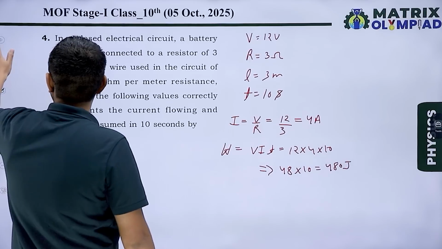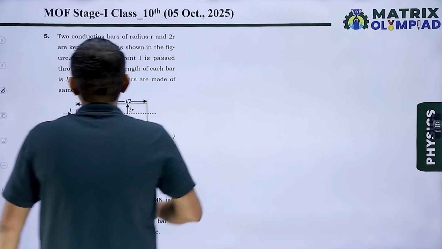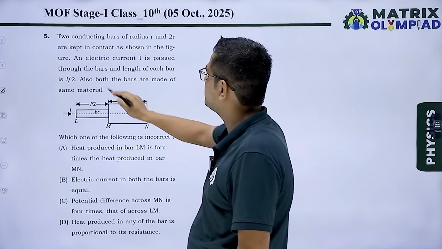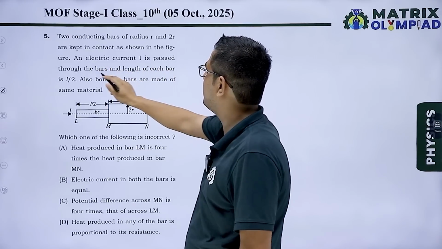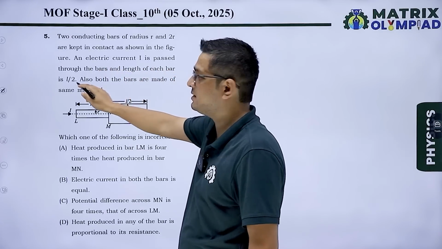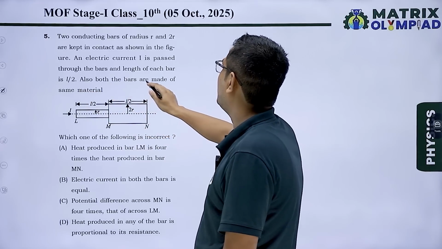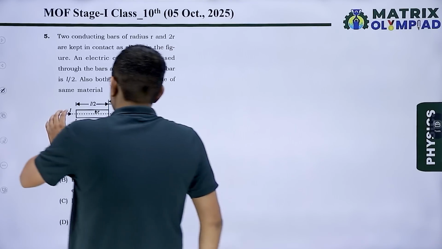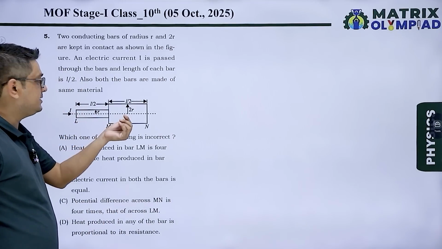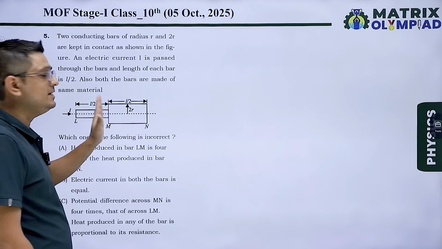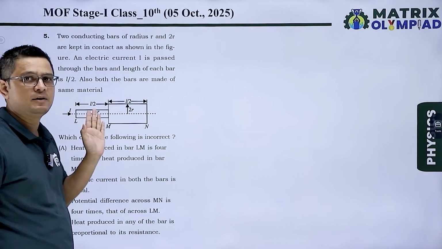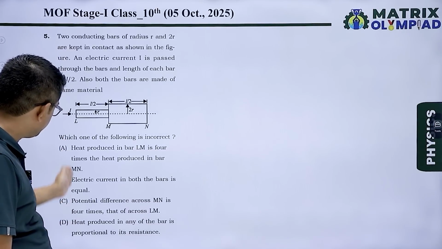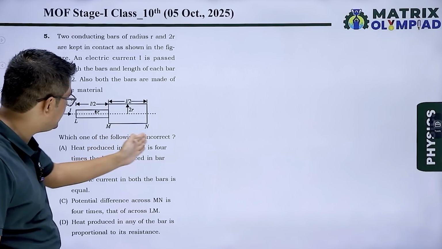Next question, question number 5. Two conducting bars of radius R and 2R are kept in contact as shown in the figure. An electric current I is passed through the bar and the length of each bar is L by 2. Also, both bars are made of the same material. So we can say the radius of this bar is R and this is twice, that is 2R. Both are in series, so we know that in series the value of current is the same. So we have to check which of the following statements is incorrect.